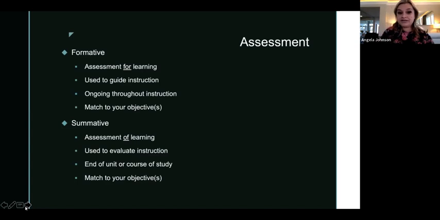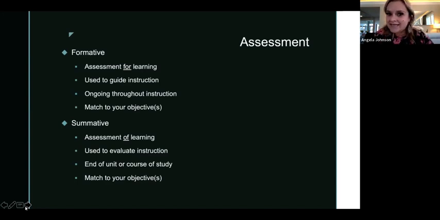It's used to guide your instruction. It's ongoing, right? Throughout your instruction, and it matches your objectives. What are the kids learning at the end? So it's connected to your teaching, right?